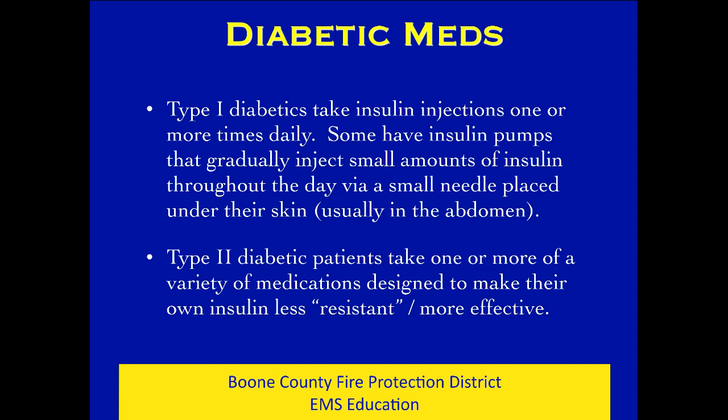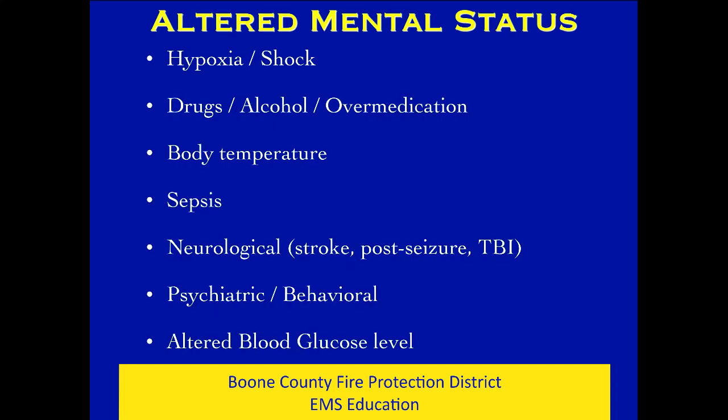So just realize that type 1s take insulin, type 2s don't. Type 2s either manage with diet control, or in many cases, they're on an oral medication to help make their insulin more effective. So what we're dealing with here with altered mental status is a number of causes, and we have in the past and still will talk about a mnemonic, if it helps you at all, to remember the possible causes. But that mnemonic is AEIOU TIPS, TIPS. We'll go through that in a subsequent lesson, but I just wanted to give you an overall look at the number of things that can cause altered mental status.